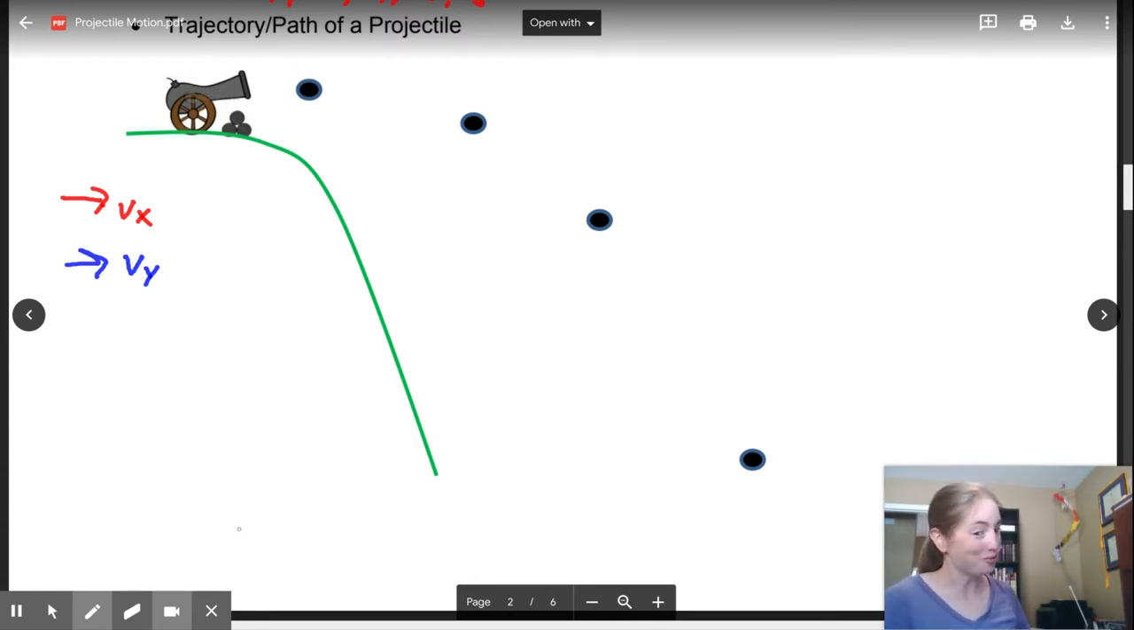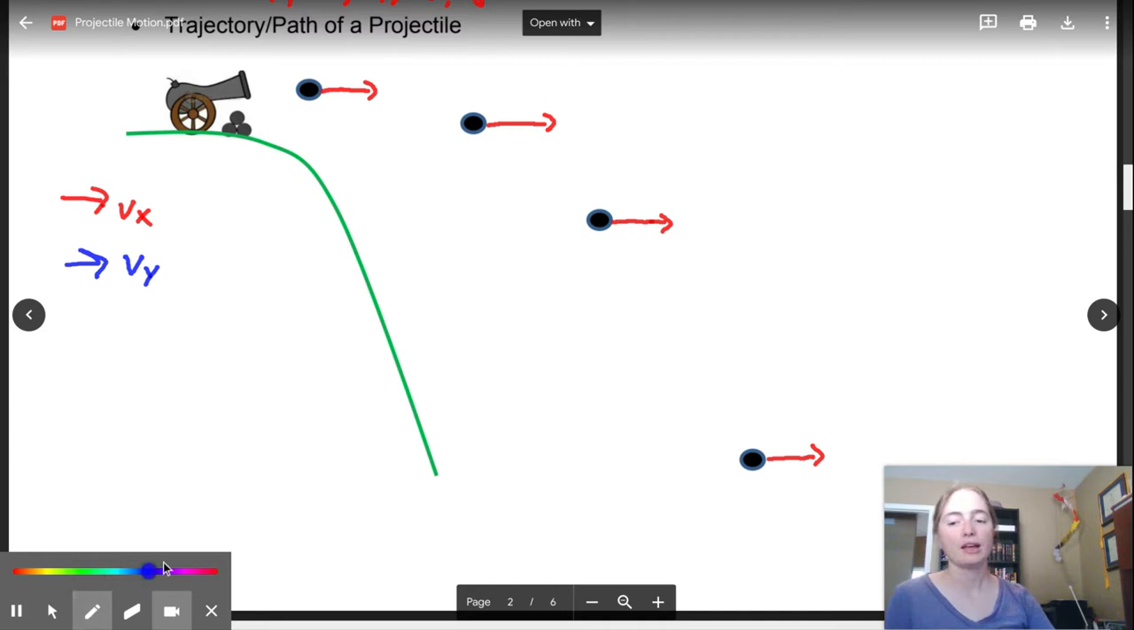Because it's uniform. The horizontal velocity, as this cannon is firing this cannonball off the cliff, it's going straight. So that means its horizontal velocity is going to be the same. So you should be drawing these arrows as close to the same size as you can. Your horizontal velocity is uniform. So that means it's going to be constant.